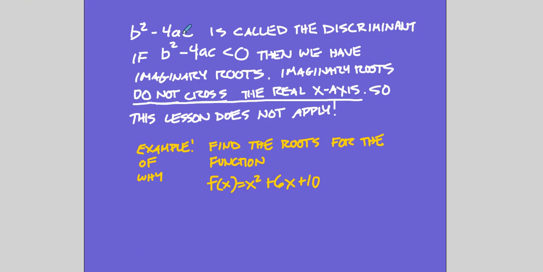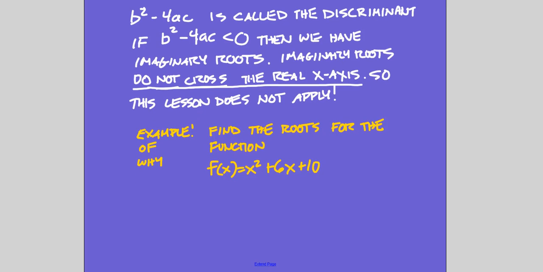So b squared minus 4ac is called the discriminant. If b squared minus 4ac is less than 0, then we have imaginary roots. Imaginary roots do not cross the real x-axis, so this lesson does not apply to that situation. And I'm actually going to give an example of why it does not apply to this situation.